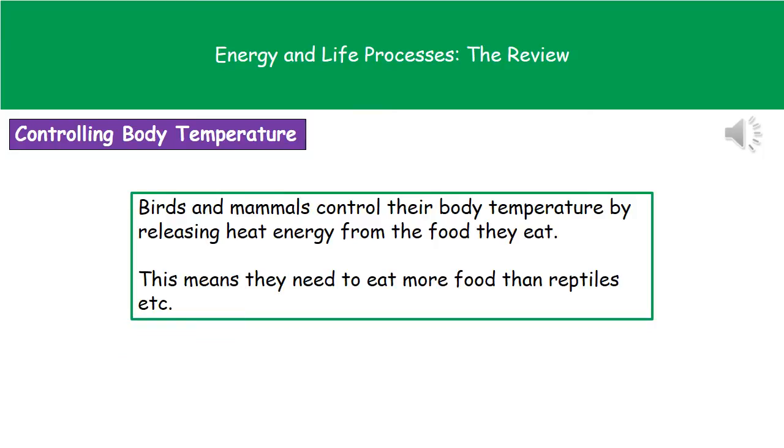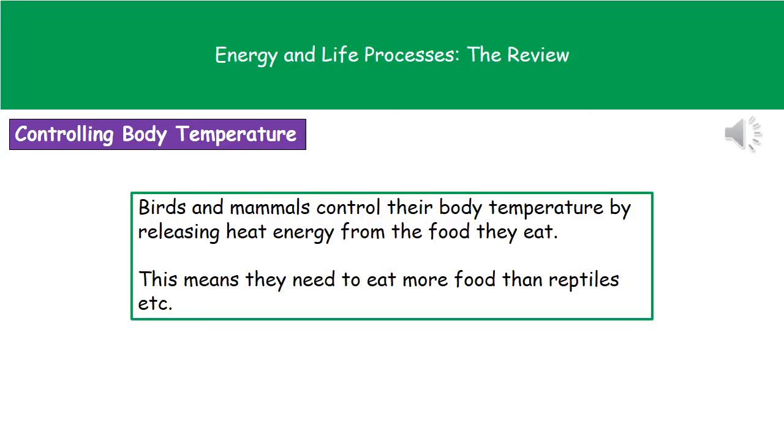The last one I mentioned was controlling body temperature. So when we think about the warm-blooded animals, so things like birds and mammals, then what we need to do is actually control our body temperature by releasing heat energy from the food we eat. That's what keeps us nice and warm.